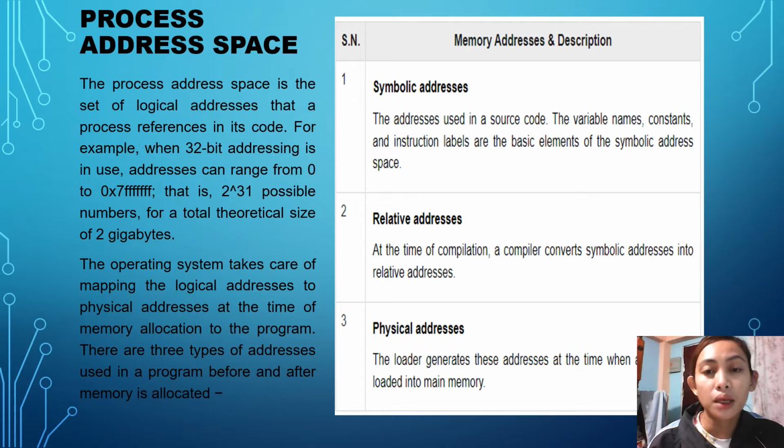Number one is symbolic addresses, the addresses used in source code. The variable names, constants, and instruction labels are the basic elements of the symbolic address space. Next is relative addresses. At the time of compilation, a compiler converts symbolic addresses into relative addresses. Then physical addresses. The loader generates these addresses at the time when a program is loaded into main memory.